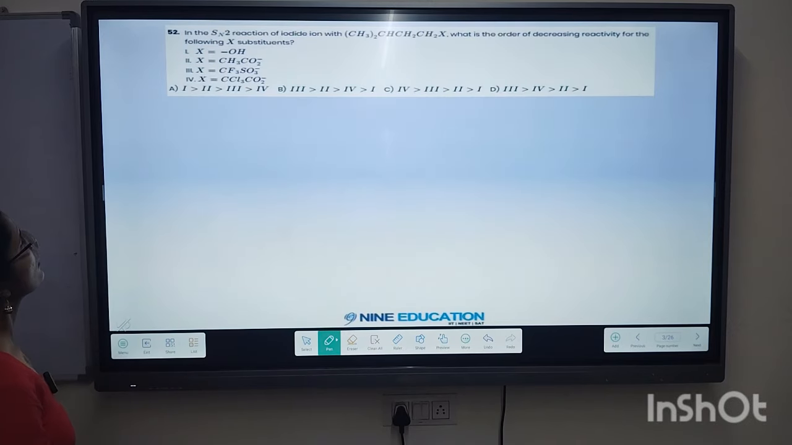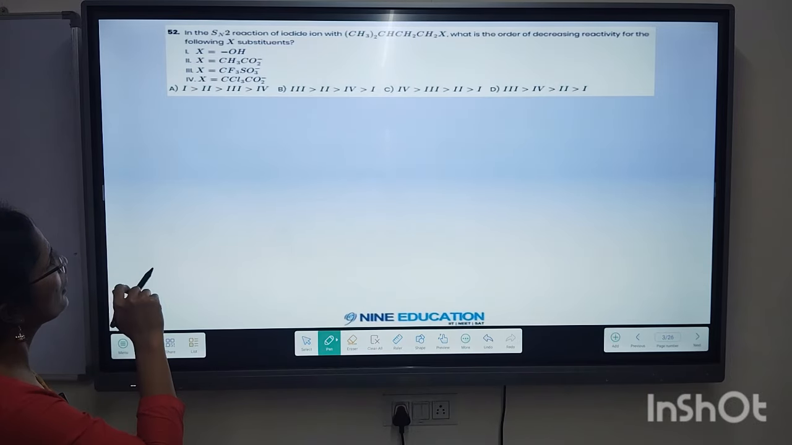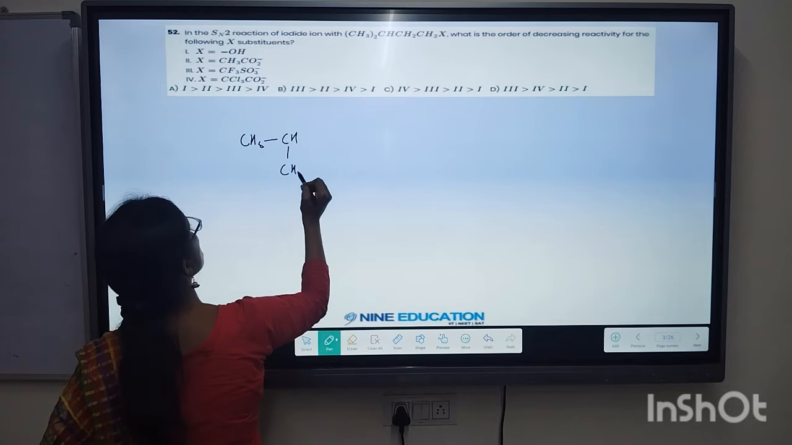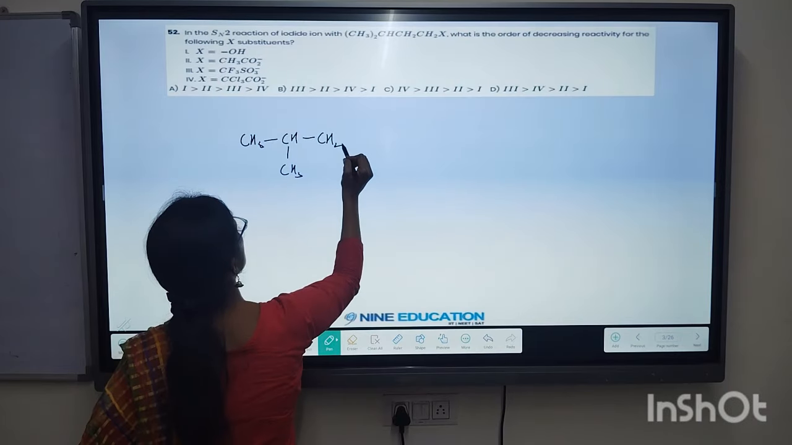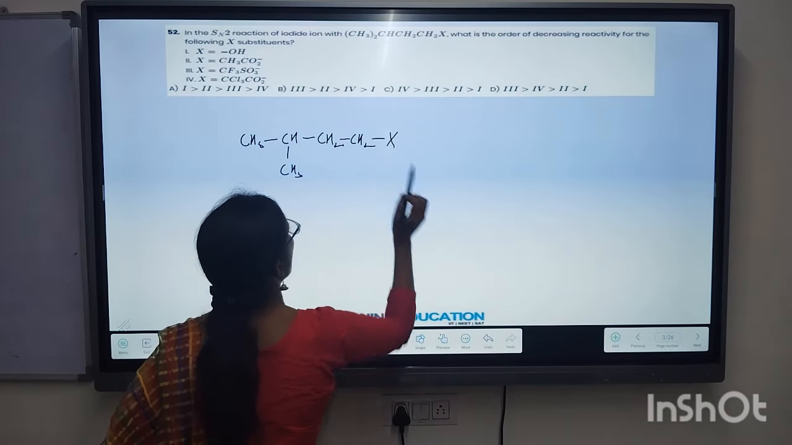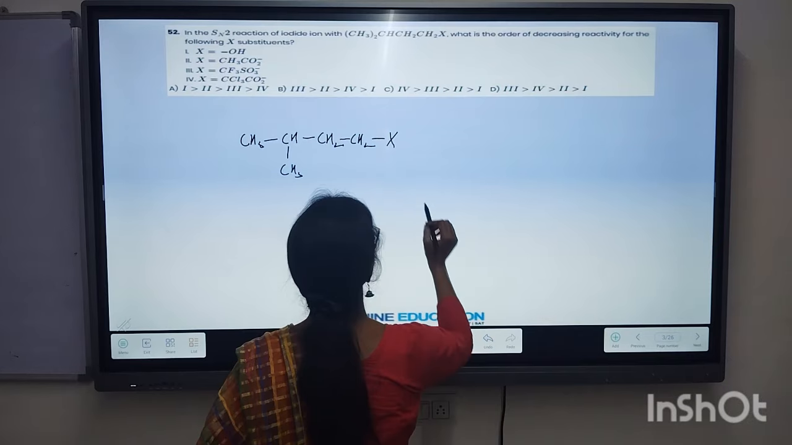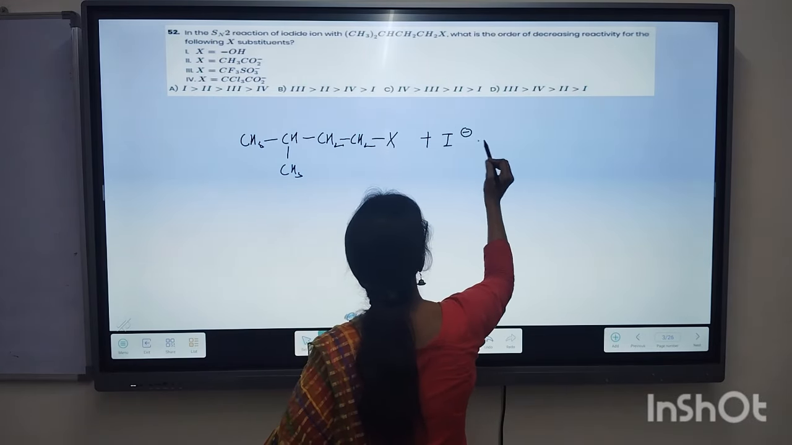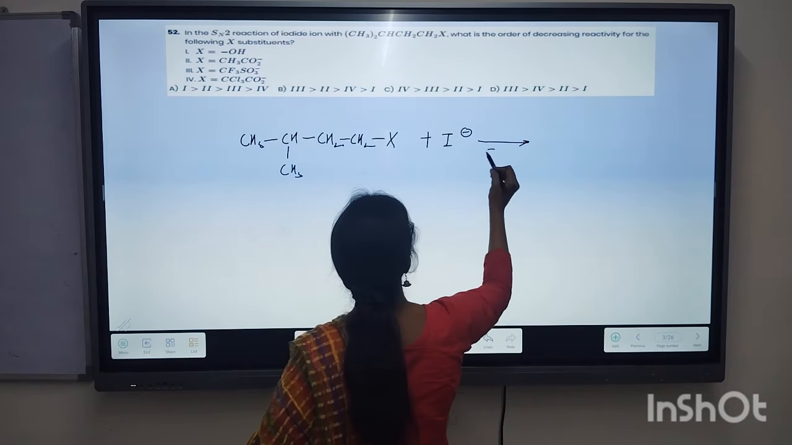Coming to question number 52: in the SN2 reaction of iodide ion with this given molecule, what is the order of decreasing reactivity for the following X substituents? Fine, we are having a molecule which is CH3 connected with CH3, here we'll be having CH2 connected with X, and we need to react it with I negative, and we need to talk about the SN2 reaction.